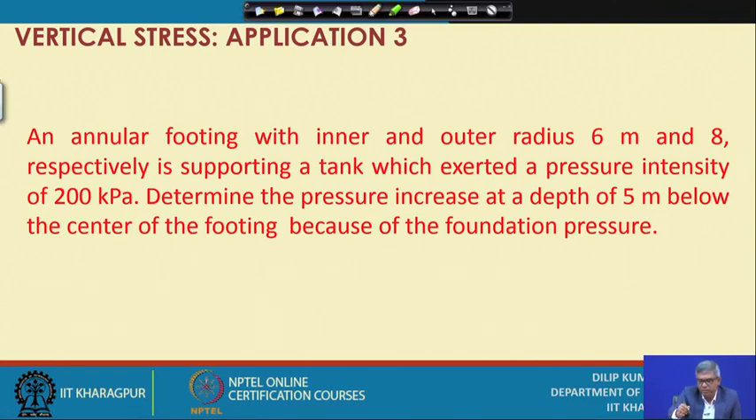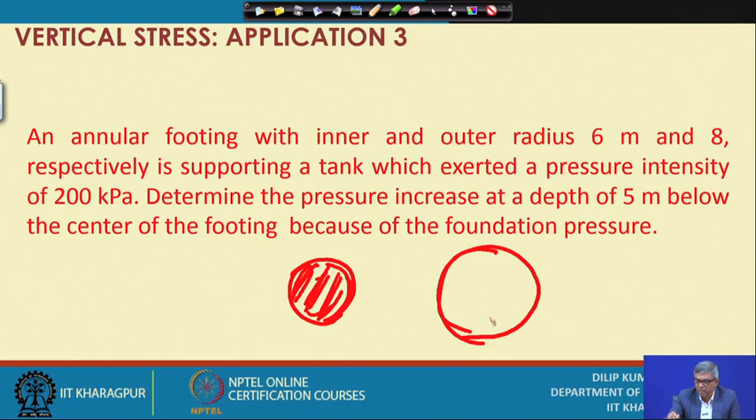The problem here is an annular footing. A circular footing can be an entire solid, and annular footing means it is between two circular areas. Suppose this is the outer radius and this is the inner radius. So, this is actually the footing, and the rest of the part is hollow.